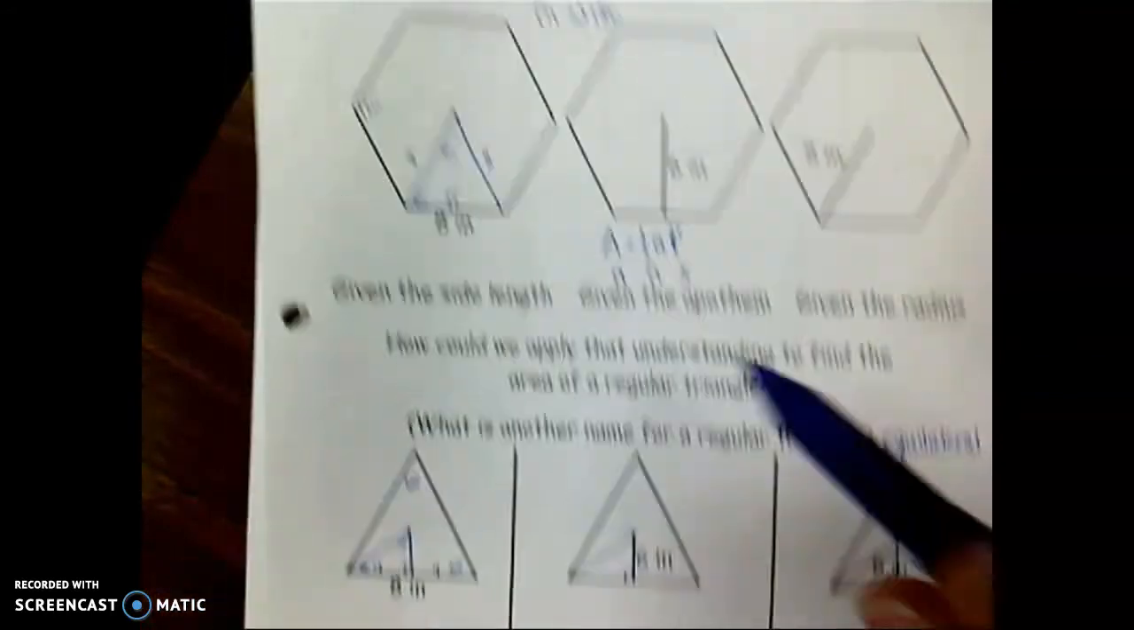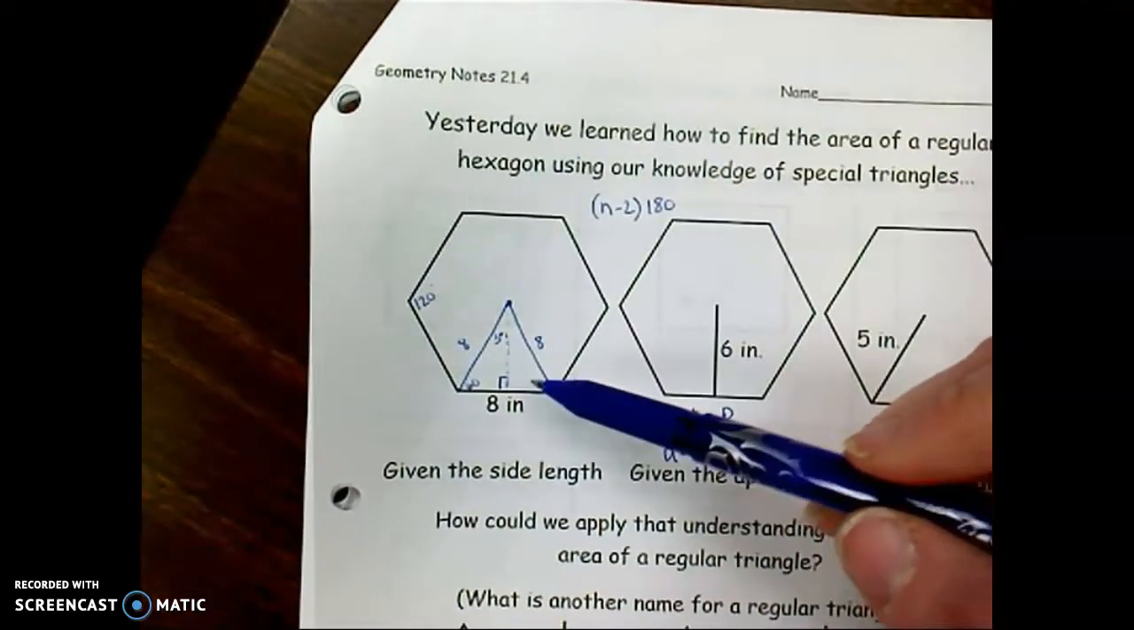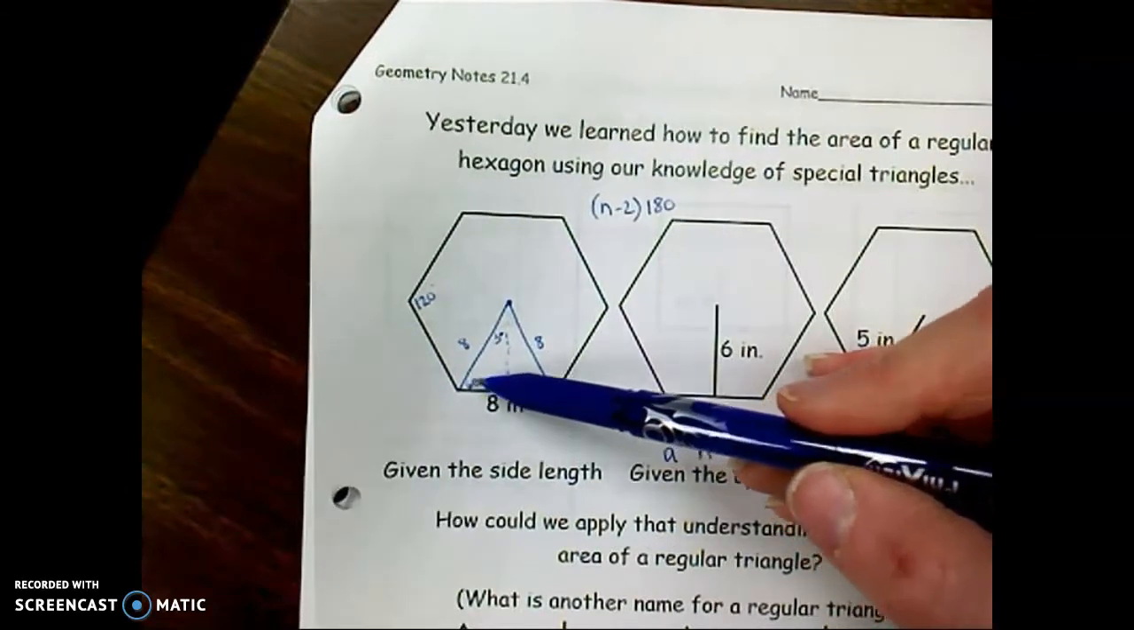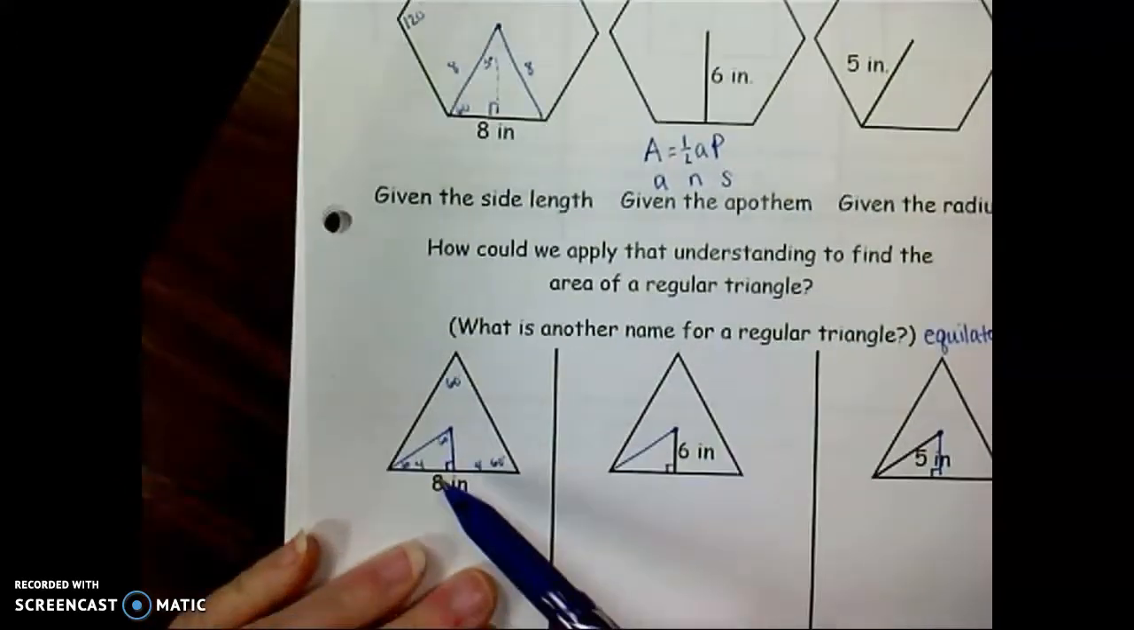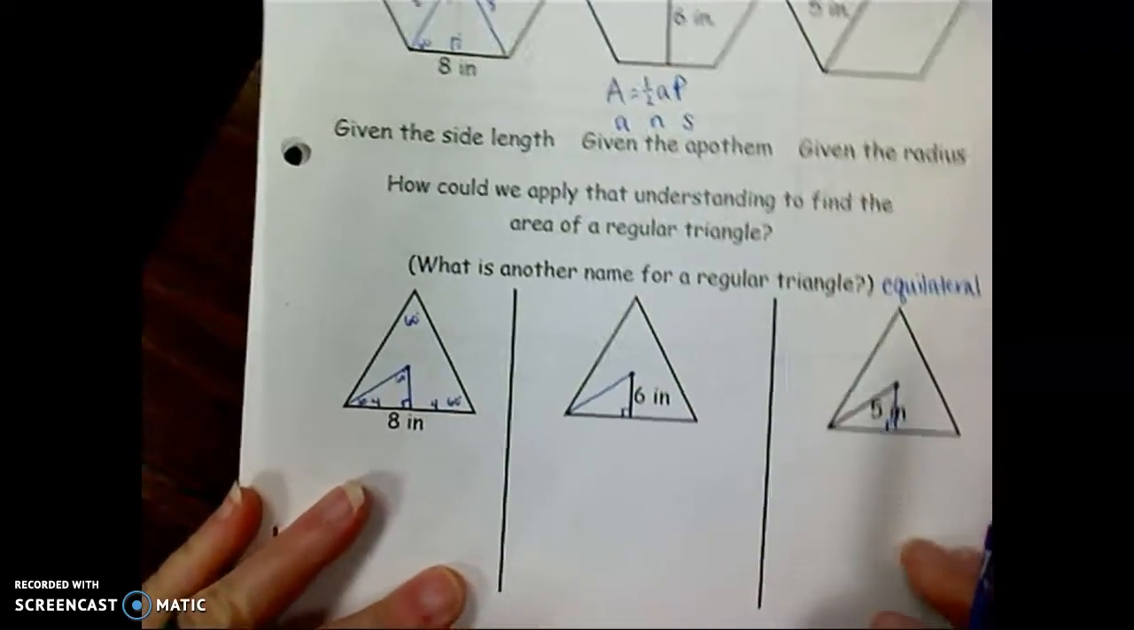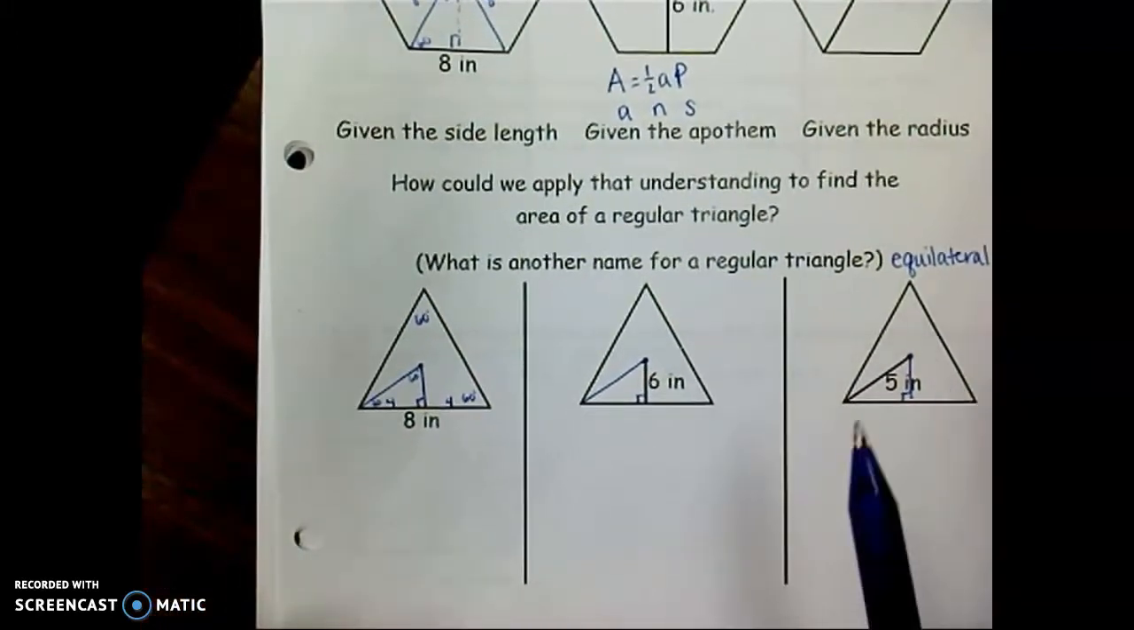Now that is flip-flopped from the hexagon. The hexagon had the 60-degree angle at the vertex and the 30-degree angle at the center. So it's always important for you to label which one is the 30 and which one is the 60 so that you use those 30, 60, 90 triangle rules correctly.